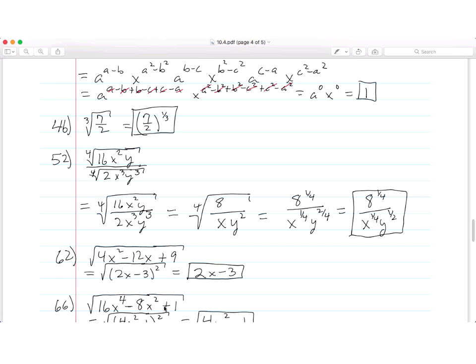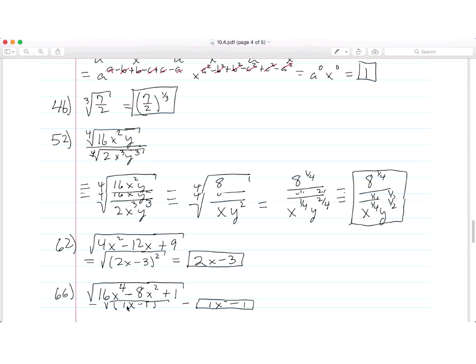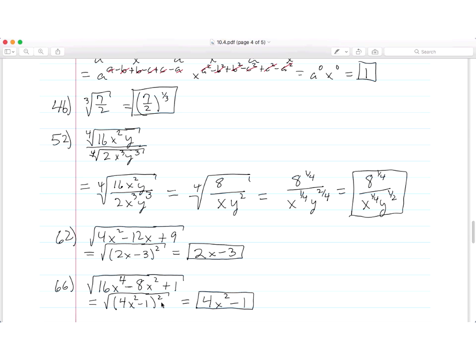Problem number 64. The square root of 16 x to the 4 minus 8x squared plus 1. Well, it's the same thing as above. By a special product formula, this is a perfect square trinomial. This is just 4x squared minus 1 quantity squared. The square root of 16 x to the 4 is 4x squared. The square root of 1 is 1. And so the square gets rid of the square root, and so I just get 4x squared minus 1.